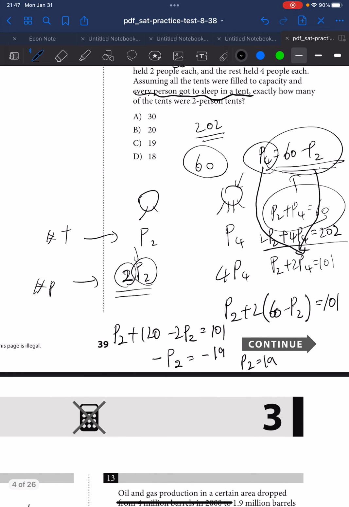Because of that, since the question is asking exactly how many of the tents were two-person tents, the answer will be 19.